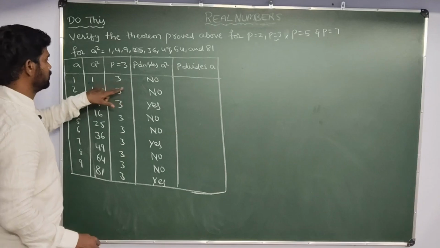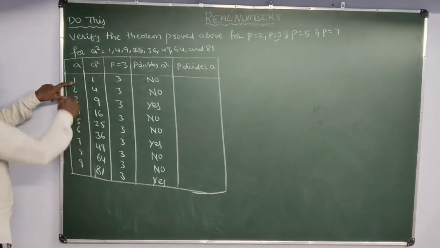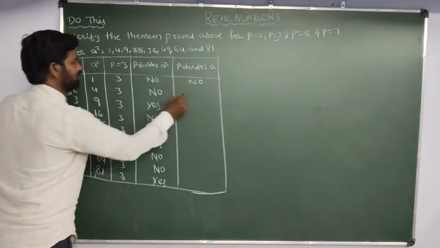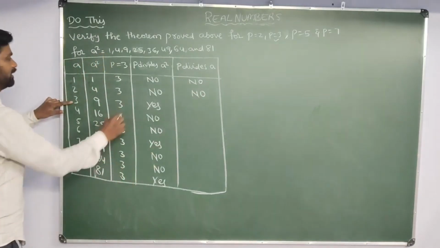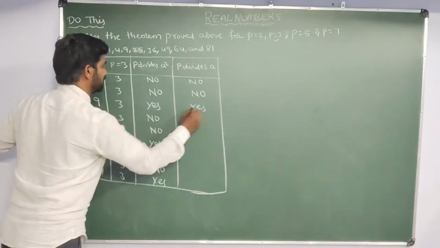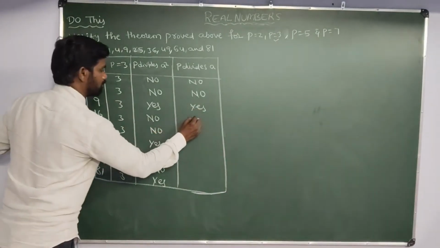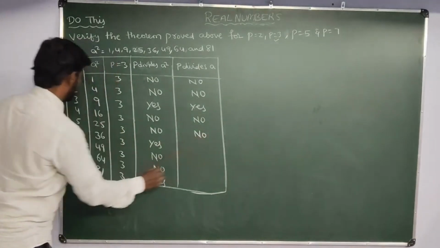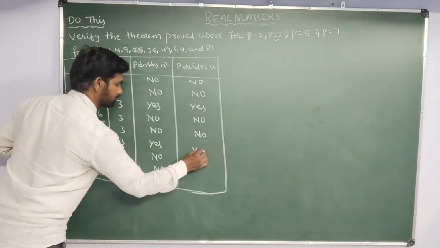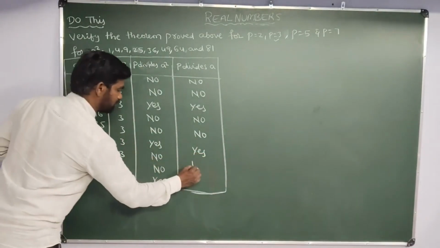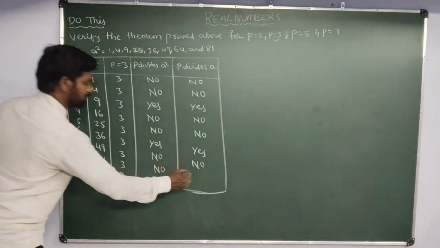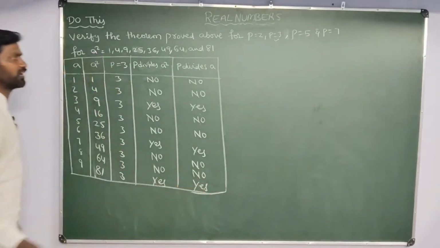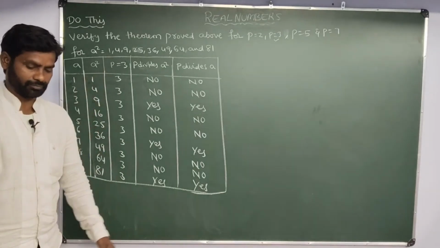So what is the p value? 3. And what is the a value? 1. Is 1 divided by 3? No. Is 2 divided by 3? No. Is 3 divided by 3? Yes, 3 is divided by 3. Is 4 divided by 3? No. Is 5 divided by 3? No. Is 6 divided by 3? Yes. Is 7 divided by 3? No. Is 8 divided by 3? No. Is 9 divided by 3? Yes. So this is the verification table for p equal to 3.